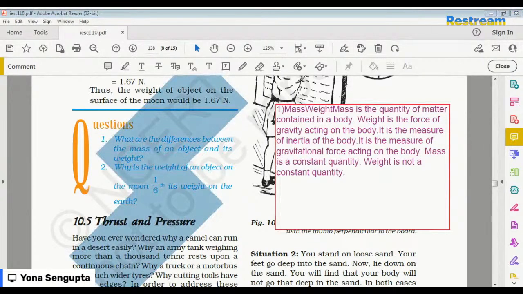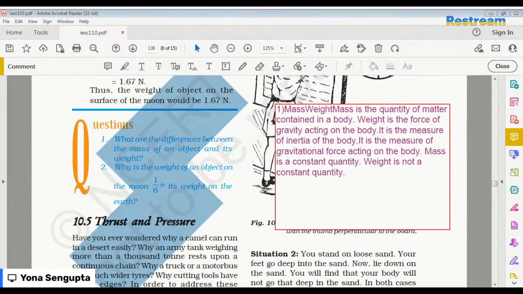Okay, now next question is that why is the weight of an object on the moon one-sixth that of on the earth? Because the gravitational attraction of the moon is about one-sixth when compared to the earth. So it is one-sixth of its weight.